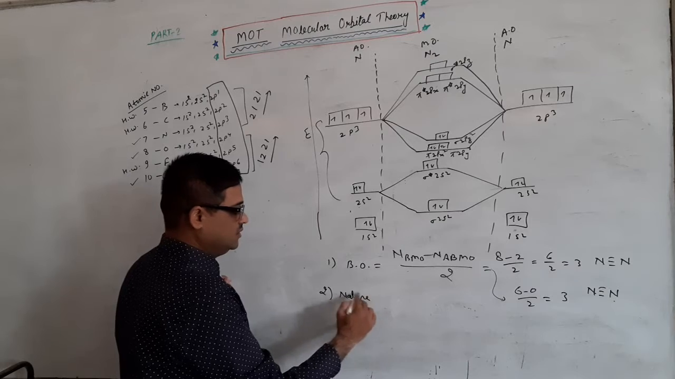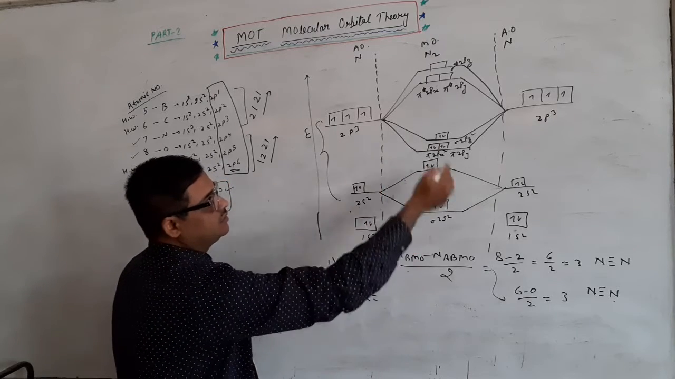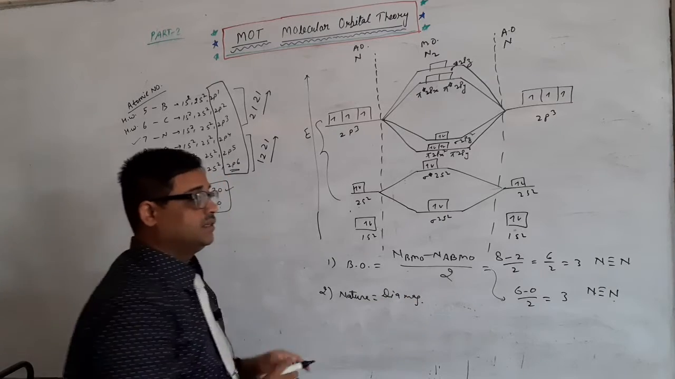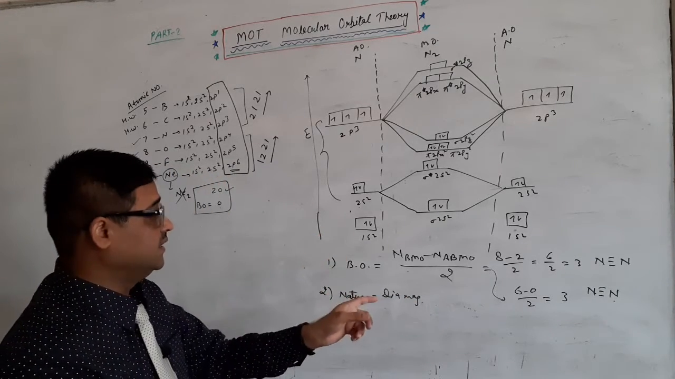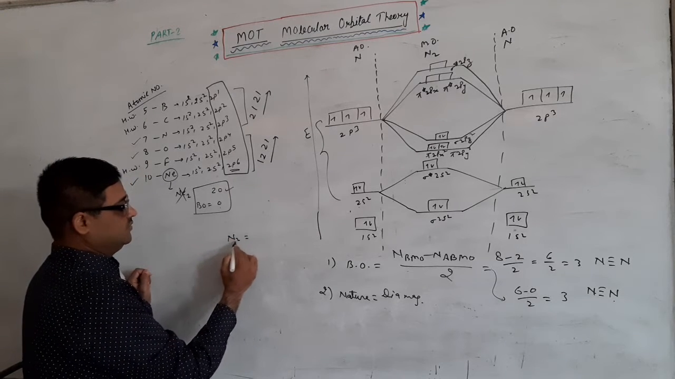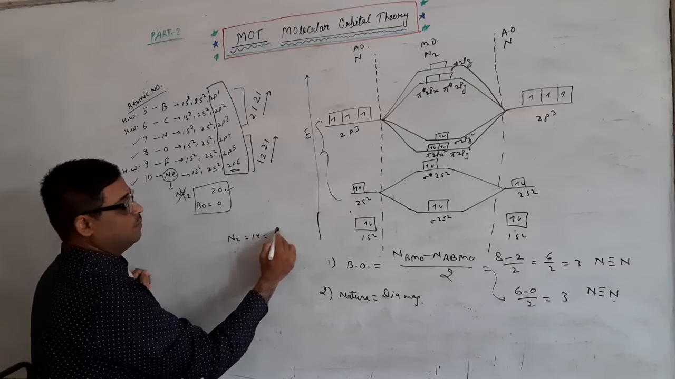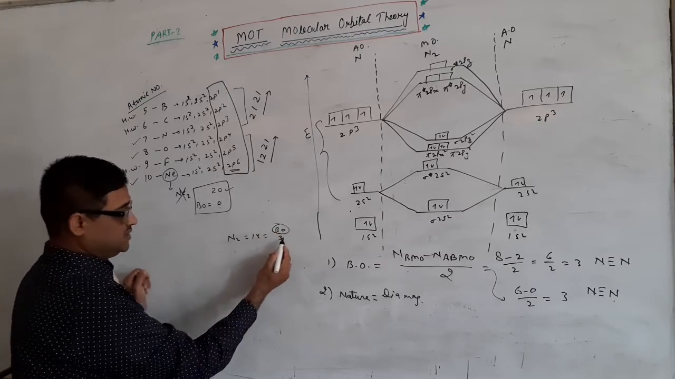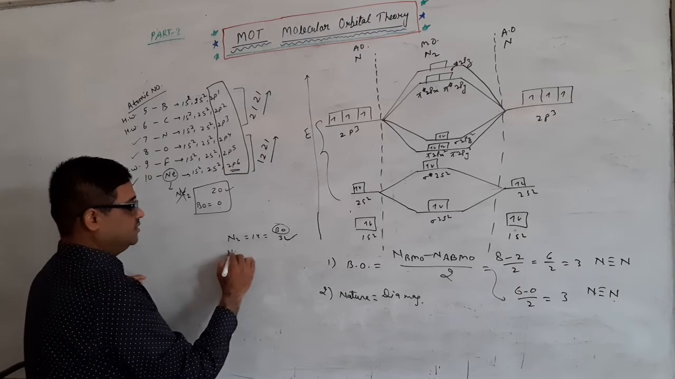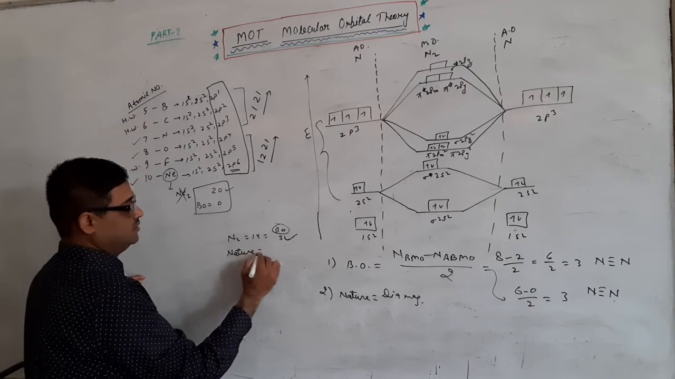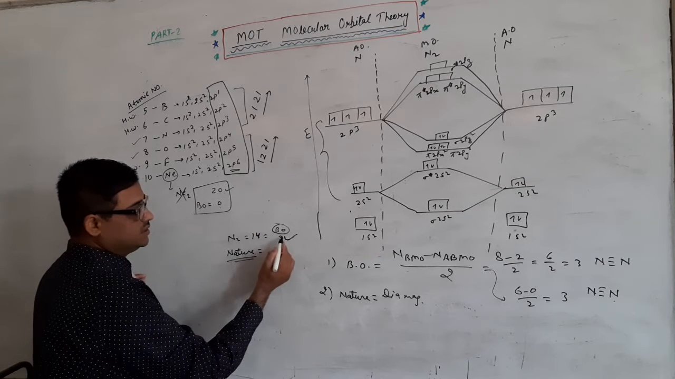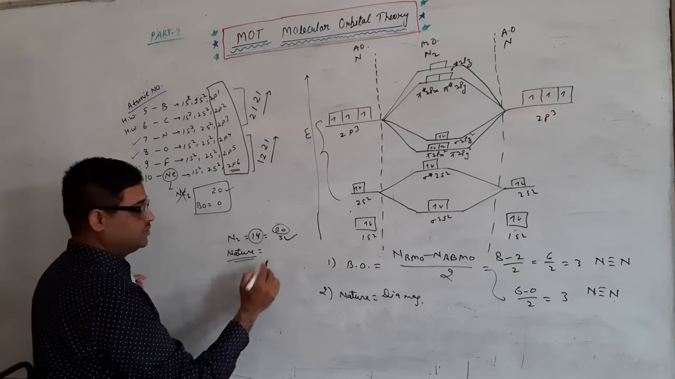Nature: you can see all are paired, so diamagnetic. In my previous lecture's technique, the total number of electrons in N2, we discussed, is 7 times 2, which is 14. 14 means bond order is 3. I have discussed this in that technique. Bond order is 3. And about nature, 14 is an even number, so diamagnetic.